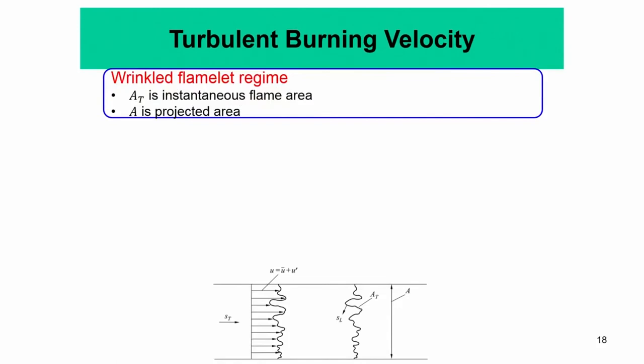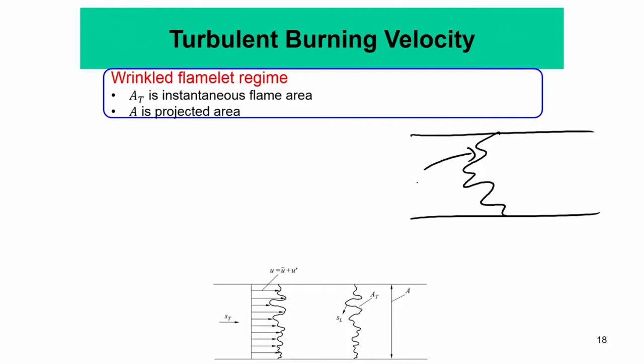Okay, so in the wrinkled flamelet regime, let's consider that AT is the instantaneous flame area, whereas A is the projected area. What I mean is, let's say you have a flame like this. This is in three dimensions, of course, the flame will be 3D. Now you just have an increased curve length over the planar laminar flame, which was planar. So this is the laminar flame, which had an area of, say, AL.